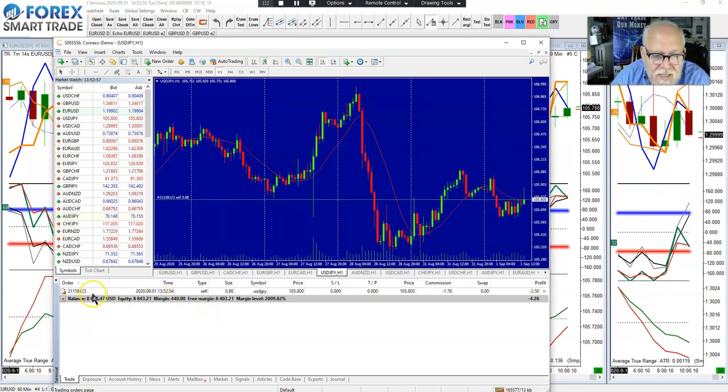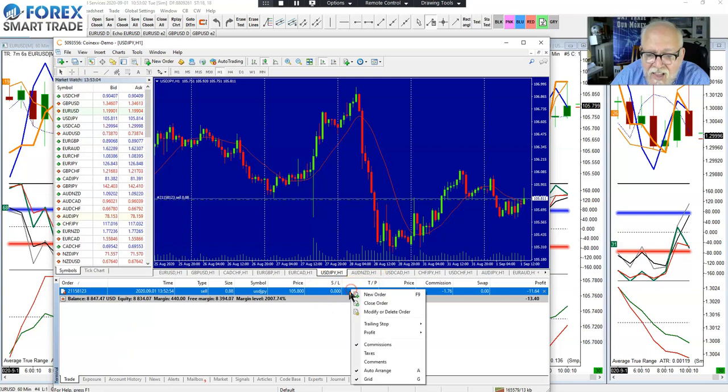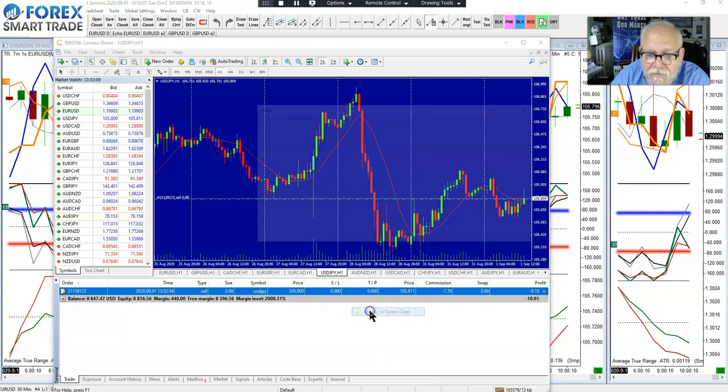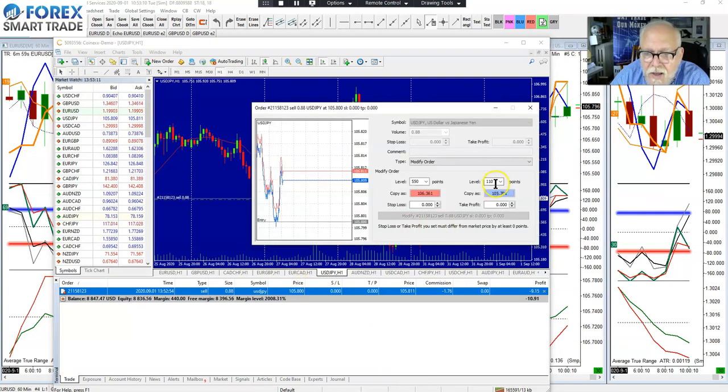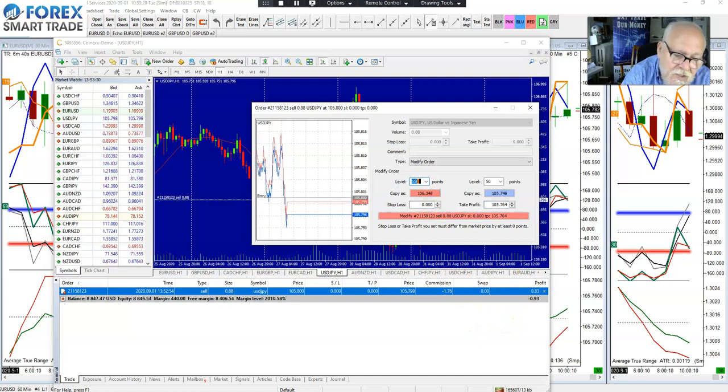And then once the sale is recorded, I need to tell it what I want for a stop loss and take profit. So I just highlight anywhere along the line that shows the order. I go to modify or delete order. On this trade, it is always a 5 pip trade. We don't have to do any analysis to figure it out. So if I put 50 points equals 5 pips, I click here, it does the math to figure out the exit point.